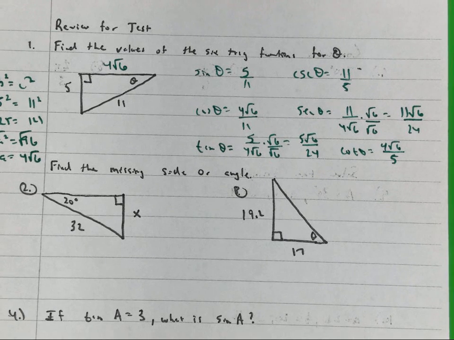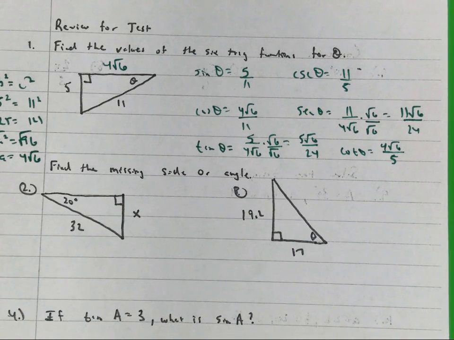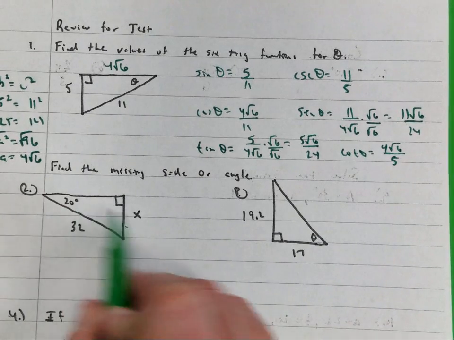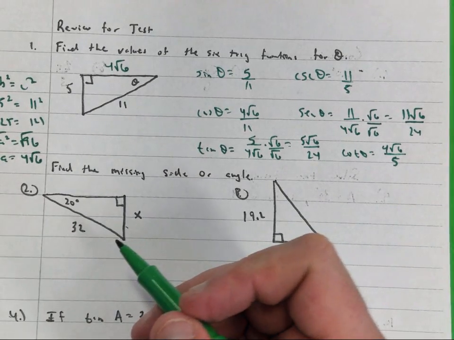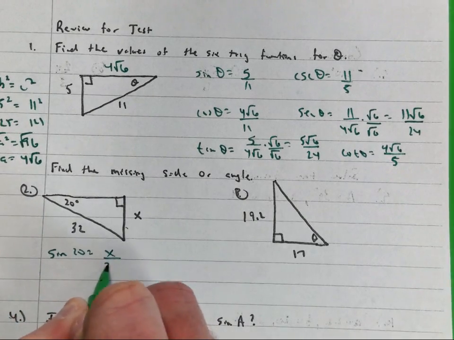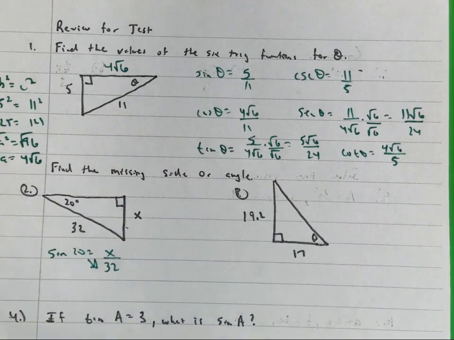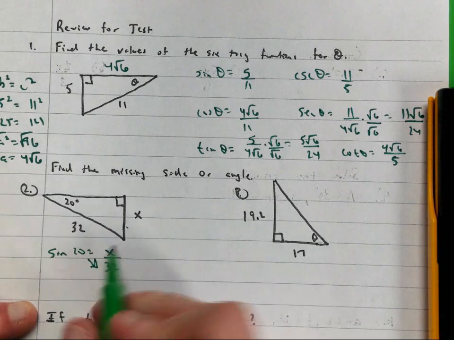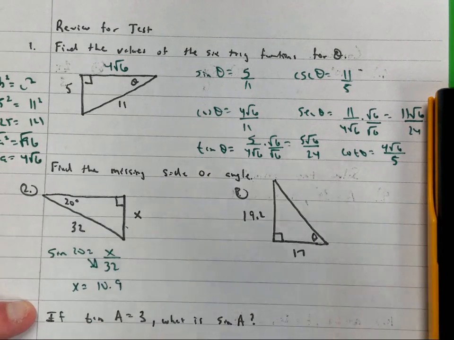Number 2, finding missing sides or angles. These are right triangles. Do you need to use law of sines and cosines on this? No, you use your simple ratios. What's the relationship here? Opposite, and that's the what? Hypotenuse. What's opposite and hypotenuse? Sine 20 equals x over 32. Cross multiply. Get x equals 10.9.